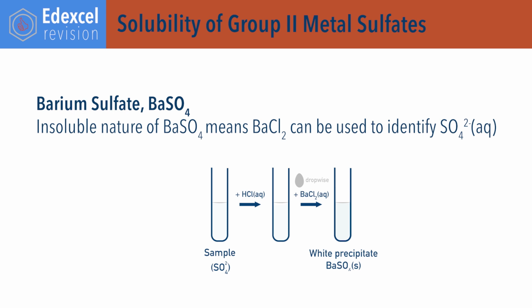The solution must be acidified to ensure any carbonate ions present in the solution are removed. Otherwise, they would also combine with the barium ions, forming barium carbonate, BaCO3, also a white precipitate. Meaning, if a white precipitate formed, you wouldn't know if it is from sulfate ions or carbonate ions.